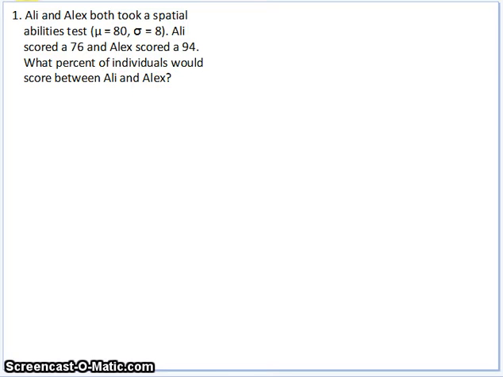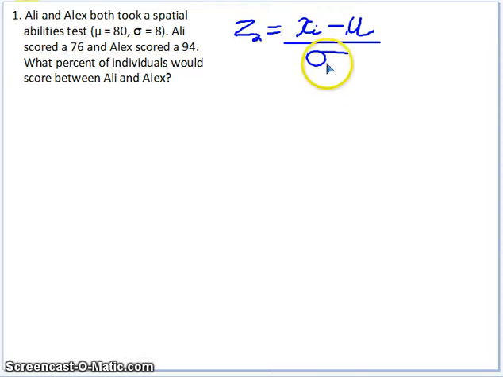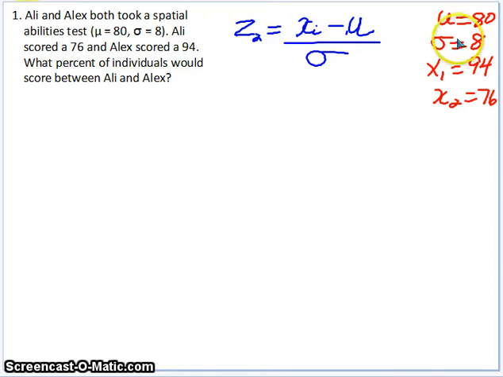So the first thing we're going to do is write down our equation. Here I've got Z is equal to X minus mu, divided by the standard deviation. And another good thing that you may want to consider doing, and I really recommend this, is to write down all the values that are of importance. So over here on the right in red, I've got the mu, or the mean, at 80, the standard deviation at 8, and the two x values at 94 and 76.